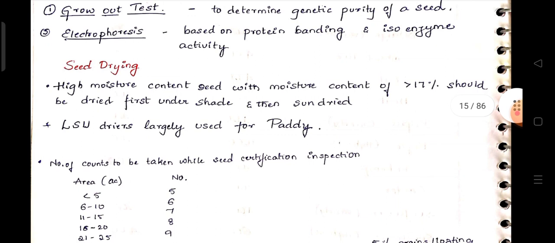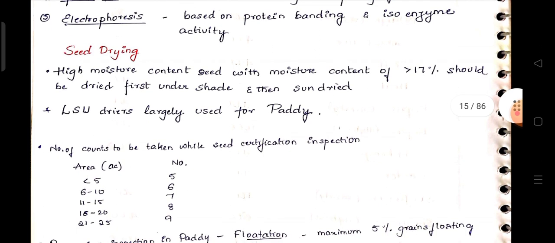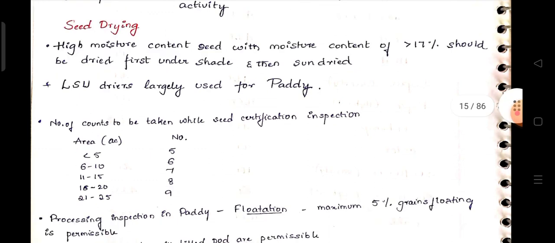Coming to seed drying, high moisture content seed with moisture content of more than 17% should be dried first under shade and then sun dried. LSU dryer is largely used for paddy.